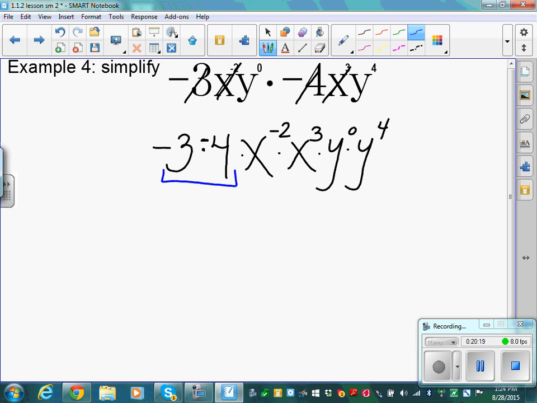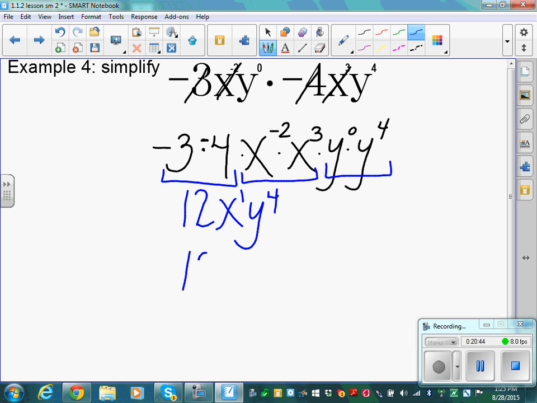Negative 3 times negative 4 is positive 12. And then we have x to the negative 2 times x to the 3rd. We're multiplying the same base, so we've got to add our exponents. So we have x to the negative 2 plus 3, which is positive 1. And then focusing on my y's, when you multiply the same base, you add the exponents. So we have y to the 0 plus 4, which is just 4. And our final answer is going to be 12. X to the first is just x, so we'll write it like that, and then y to the 4th. That would be my final answer for that one.